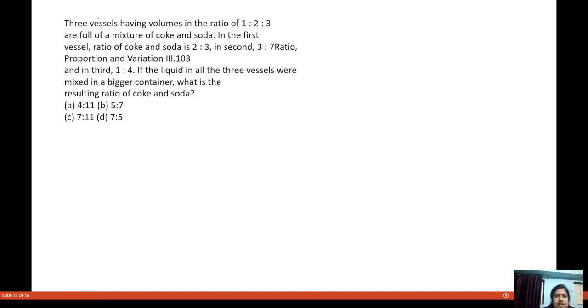Now look at this question. Three vessels having volumes in the ratio 1 is to 2 is to 3 are full of a mixture of coke and soda. In the first vessel, the ratio of coke and soda is 2 is to 3. In the second, 3 is to 7. And in the third, it is 1 is to 4. If the liquid in all three vessels were mixed in a bigger container, what is the resulting ratio of coke and soda?